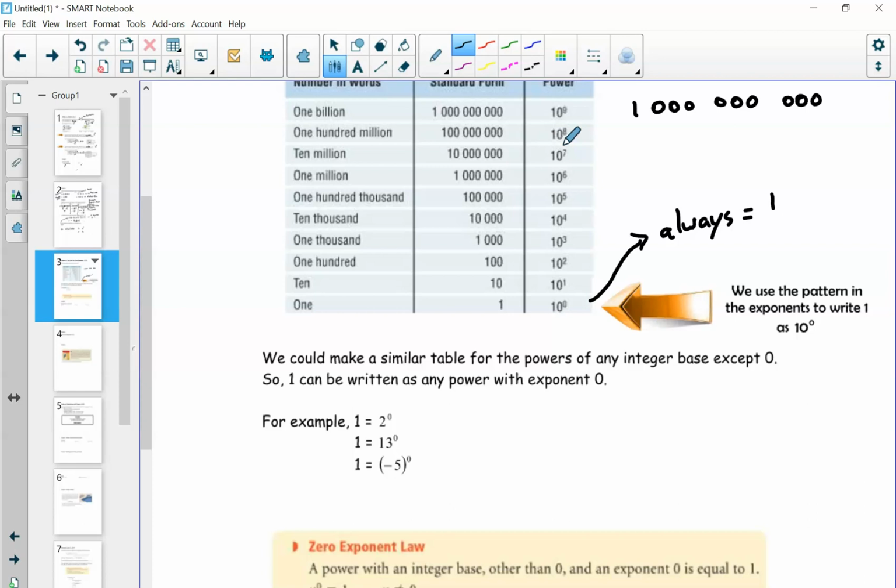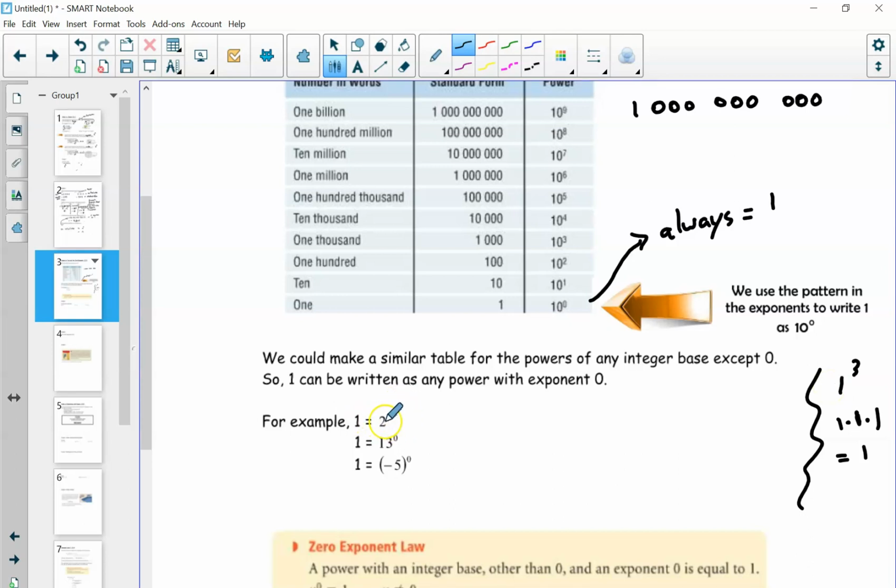Because if you think about it, let's just say 1 to the power of 3. Well, that's really just 1 times 1 times 1, which is 1, right? So it doesn't matter what this power is. 1 to the power of anything is just going to be 1. The only thing you got to watch out for is if there's a negative sign or not.